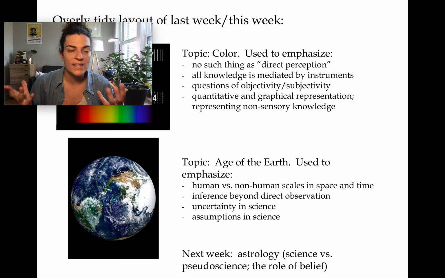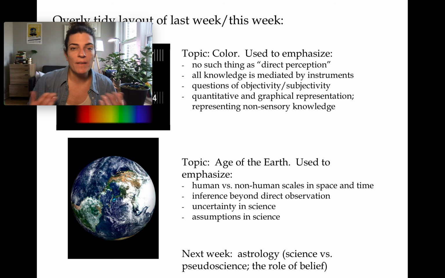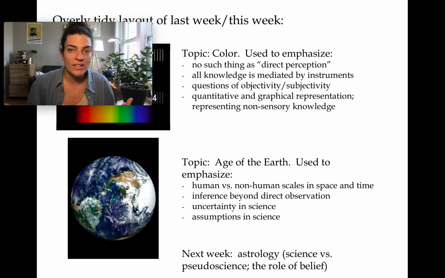Humans are always conducting science. It doesn't happen in a vacuum. And so we need to think about the ways in which humans are interpreting the data that they're receiving, whether it be through their eyeballs, or through an instrument, right? And then we have to think about how to represent those data quantitatively, graphically, representing non-sensory knowledge in a way that we can understand what we're seeing. That's usually through graphs or maps or pictures, that sort of thing.